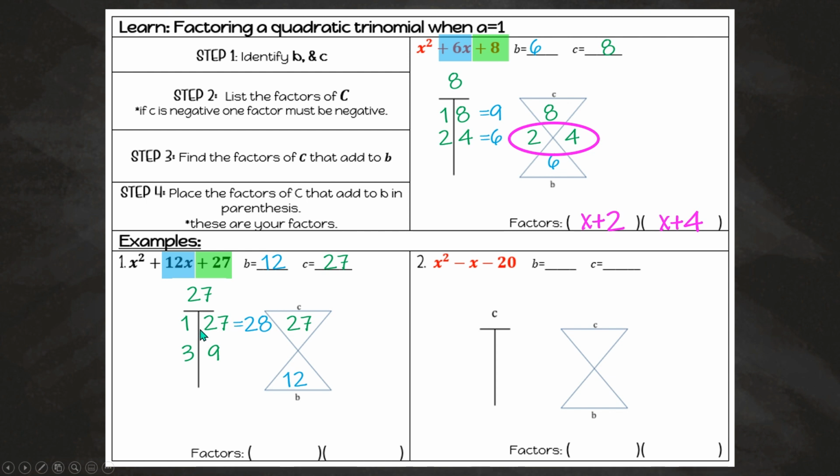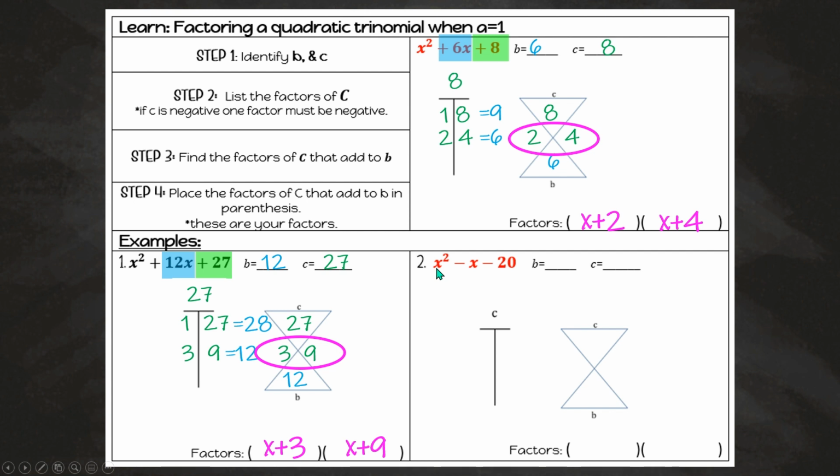Now, when I add 1 plus 27, I get 28. And when I add 3 plus 9, I get 12. So that means my factors are 3 and 9 that multiply to give me 27 and add to give me 12. So I can factor that and write that in factored form as x plus 3 and x plus 9.